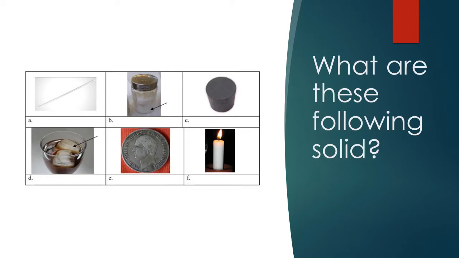Before going deeper, let's have a very quick guess game. Try to name all these solids. A is glass, in fact glass rods. B, inside a glass bottle, is salt. This one, rubber. This is something floating on the Coke, ice. This one is the coin. And this is a candle. So these are examples of solids.